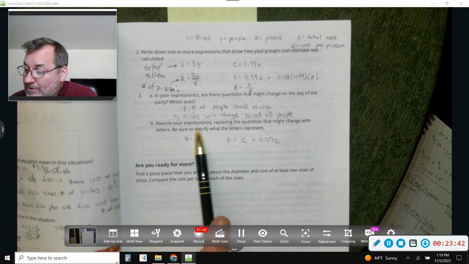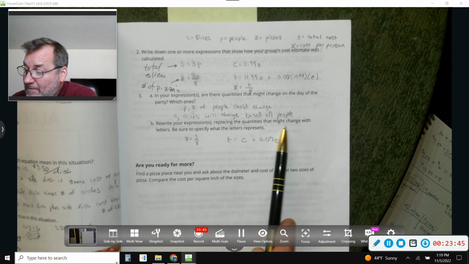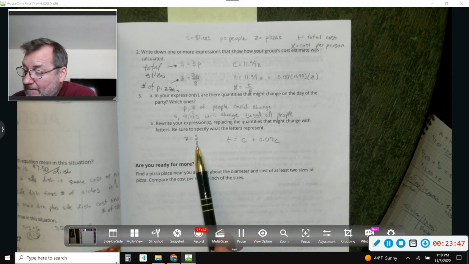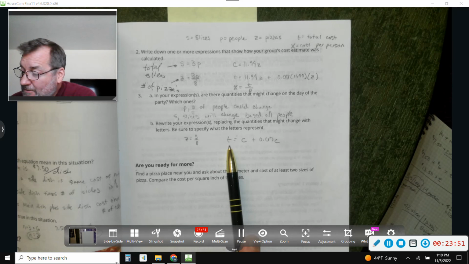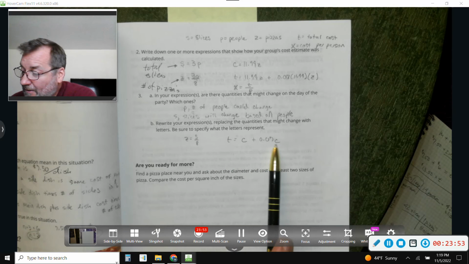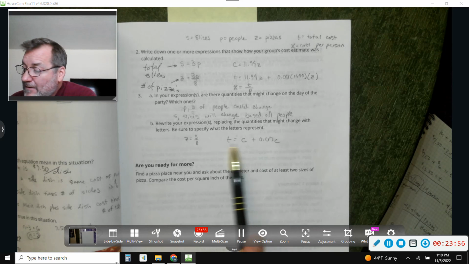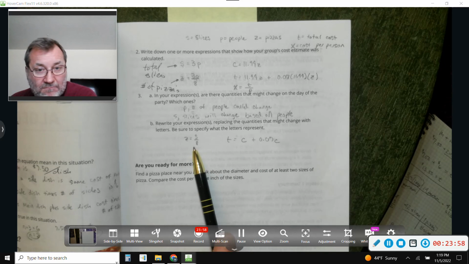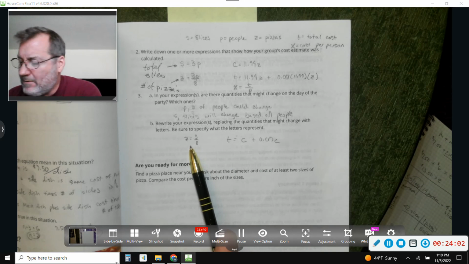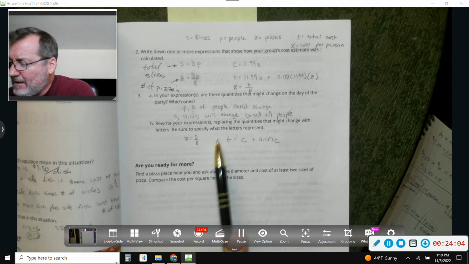It says rewrite your expression replacing the quantities that might change with letters. All right? And so they changed this one. Right? And so they get the total cost down here. And so this again is just something that you can come up with. It's nothing cast in stone, right? But that's the main thing there.